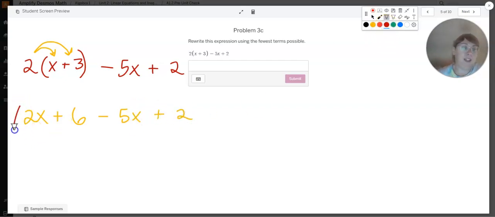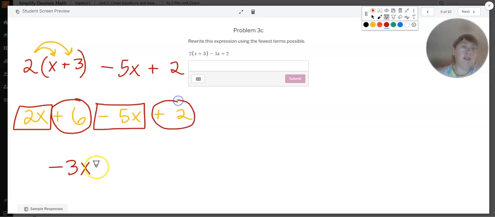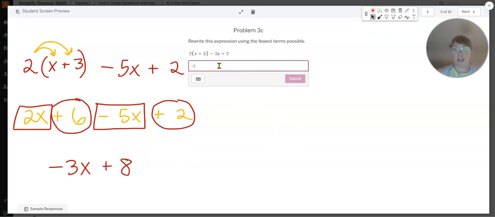So we have our like terms, a 2x minus a 5x. 2 minus 5 is a negative 3x. And then we have this positive 6 plus a positive 2. 6 plus 2 is 8. So our simplified expression is negative 3x plus 8. And you can hit submit, and then push ahead to slide 6.